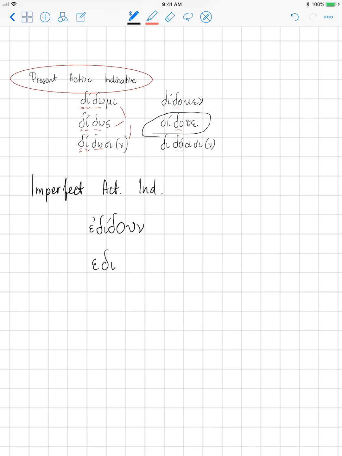Second person is a didus. Third person, a didu. Don't forget our breathing marks and accents. First plural, a didomen. Second plural, correct, a didote.